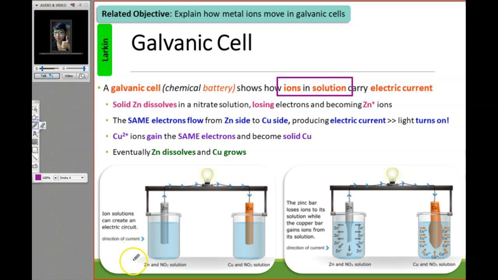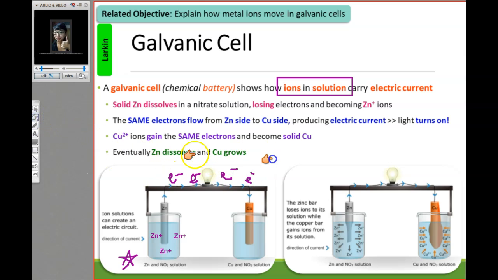We're going to start over here on the left and end over here on the right. On the left, zinc is a metal, and zinc is solid, and it begins to dissolve inside of a nitrate solution. As it dissolves, it's releasing positive zinc ions. But in order for positive zincs to come off, it needs to lose the same amount of opposite electrons. So it begins to lose negative electrons, and those negative electrons travel over through the top to the right-hand side.